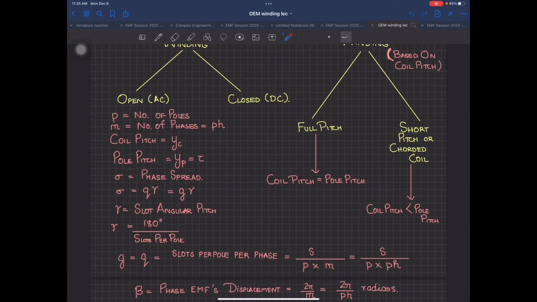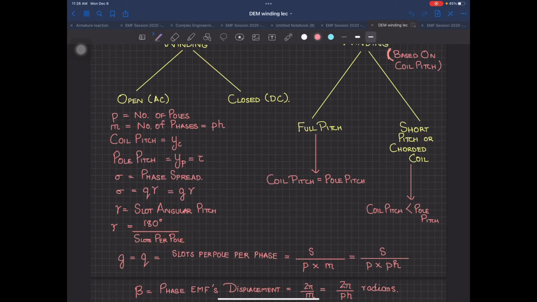So rho is equal to G gamma. And what is this gamma? Gamma is the slot angular pitch. Now, what is the slot angular pitch? This is very important. Slot angular pitch is equal to 180 degrees divided by the slots per pole. Now, how does this 180 degrees come into play? When you have a north pole and a south pole, the electrical angle going from north pole to south pole is equal to 180 degrees. So in the numerator I have 180 degrees, and in the denominator I have slots per pole.